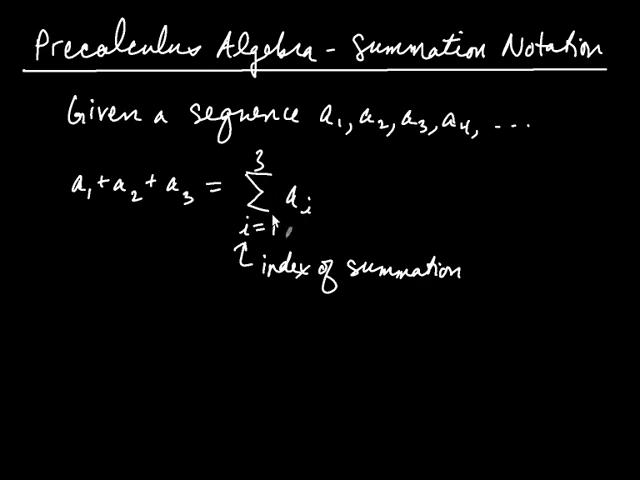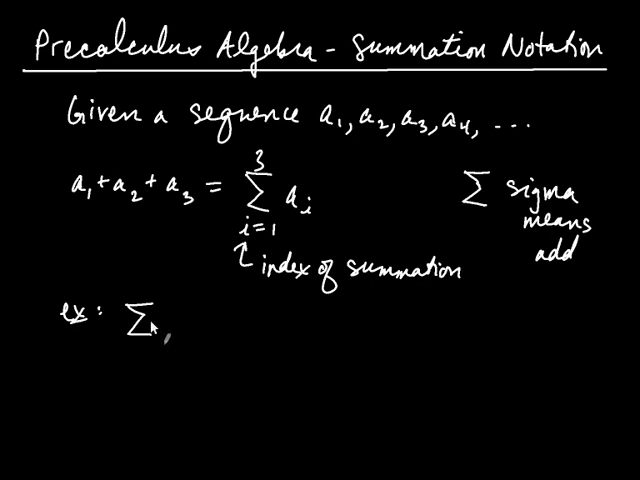And the sigma is the letter we use to denote addition, or S for sum. So this big sigma tells you that you're adding. The sigma means add. And you start at this number for the index and you end there, and then you add together the corresponding terms of the sequence.